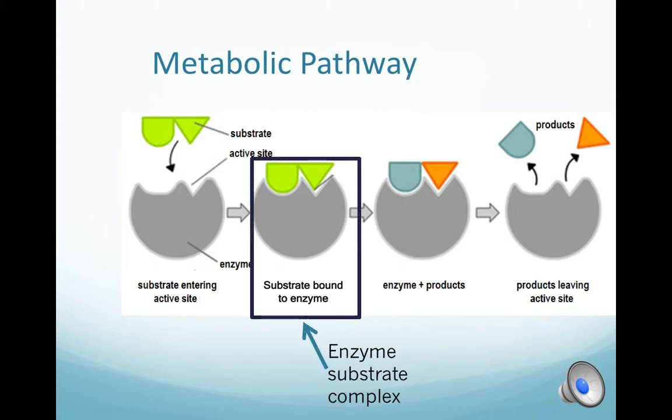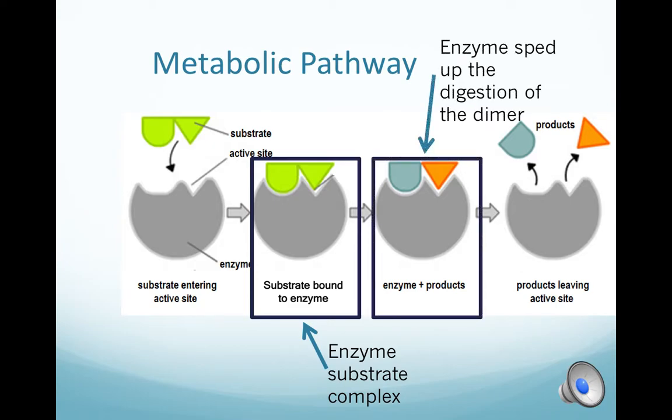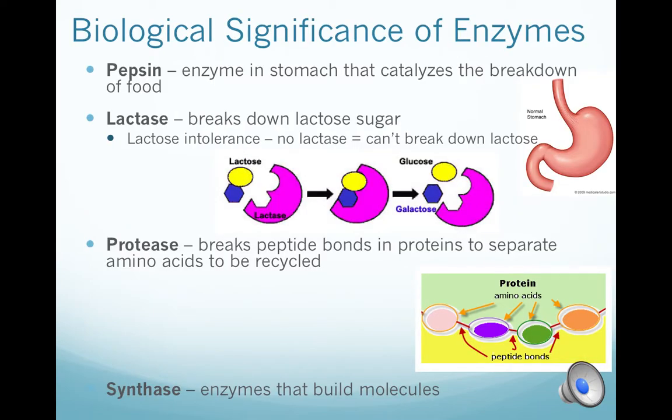So again, there's the enzyme substrate complex that occurs whenever the substrate binds to the enzyme. The enzyme is going to speed up the digestion or the breakdown of the molecule. In this case, it's a dimer because it's made up of two parts. And that's it. What is the biological significance of enzymes? Why are they important for the body?